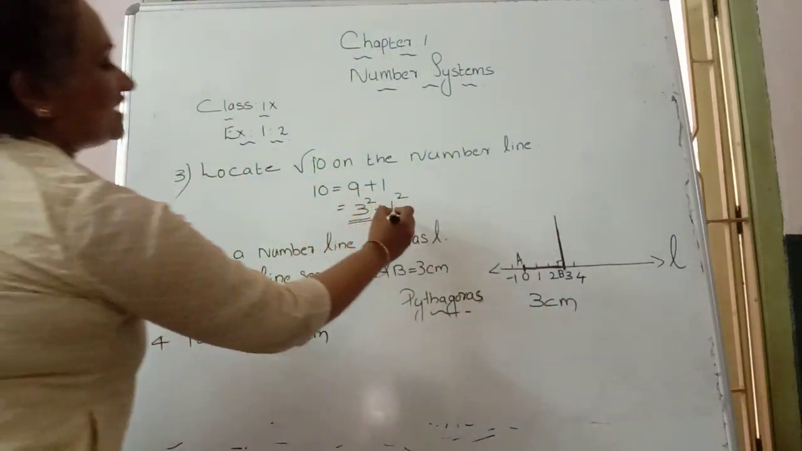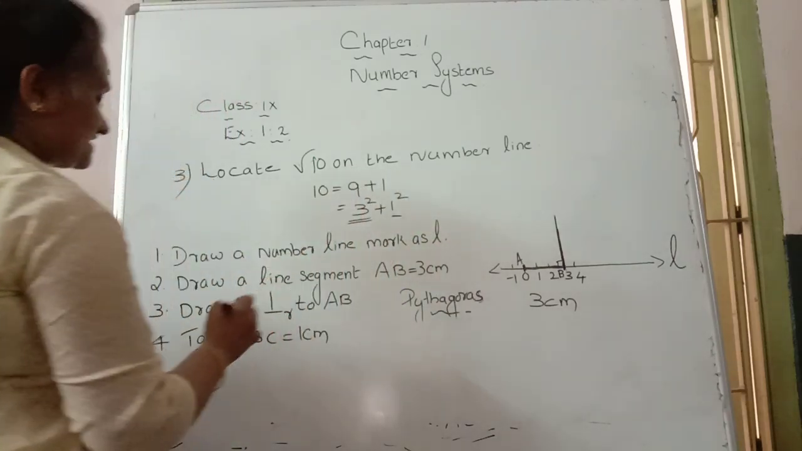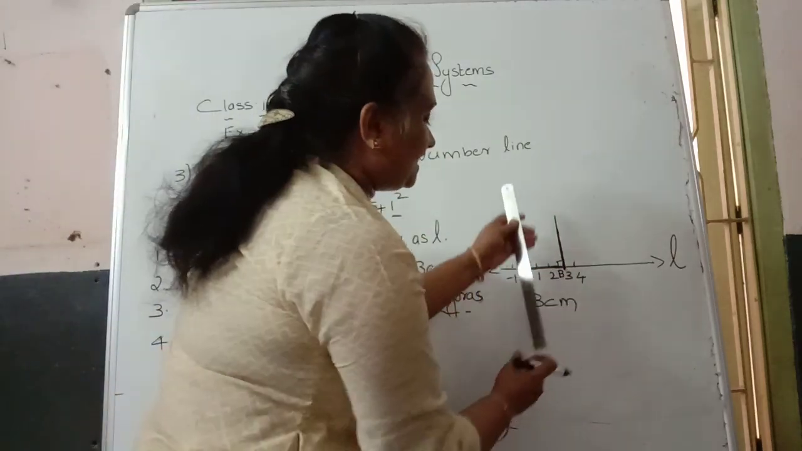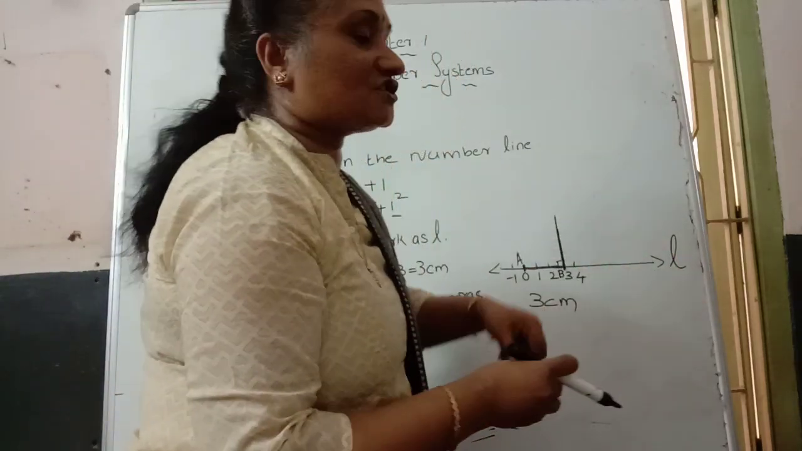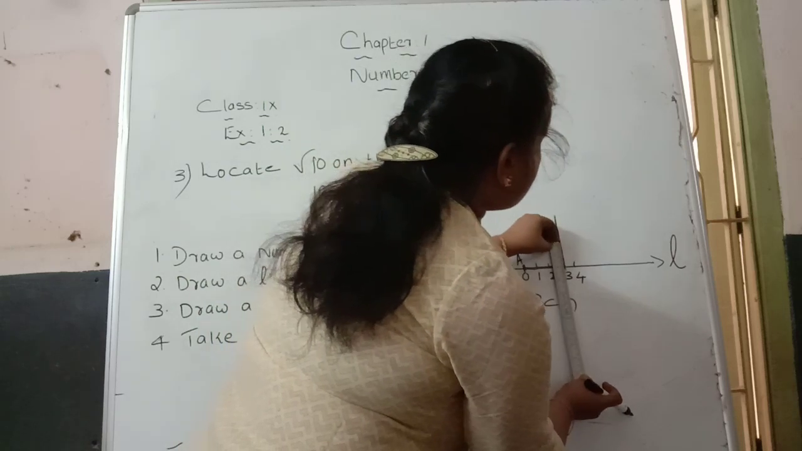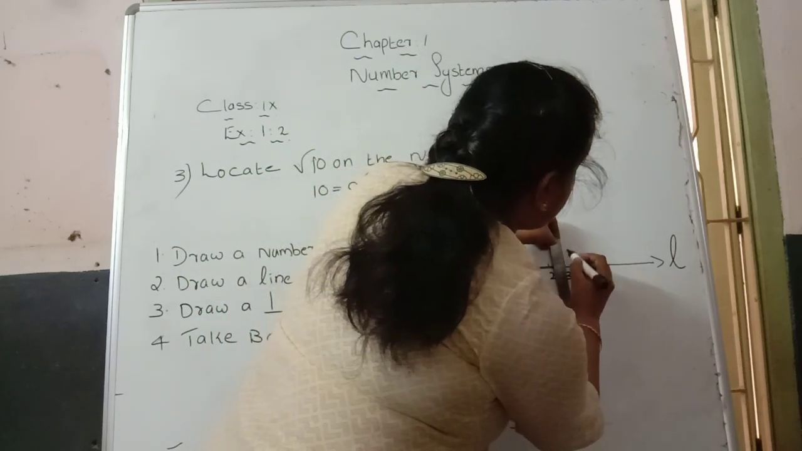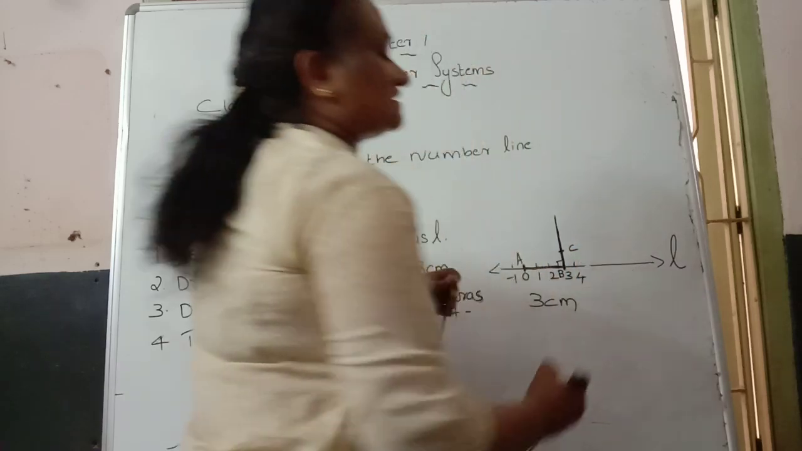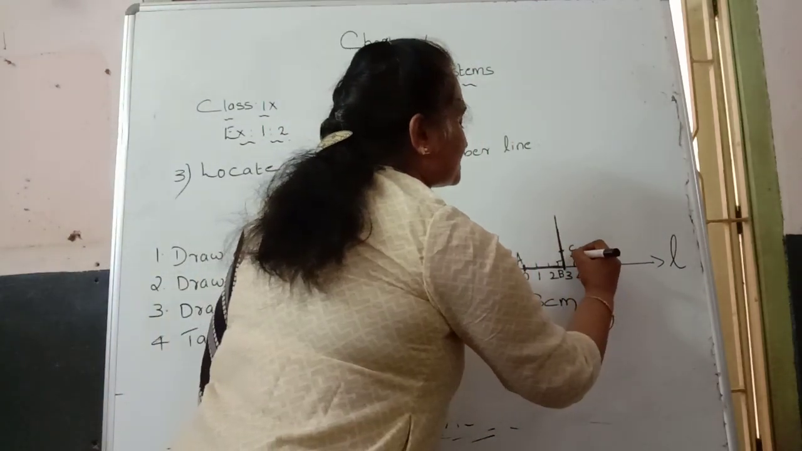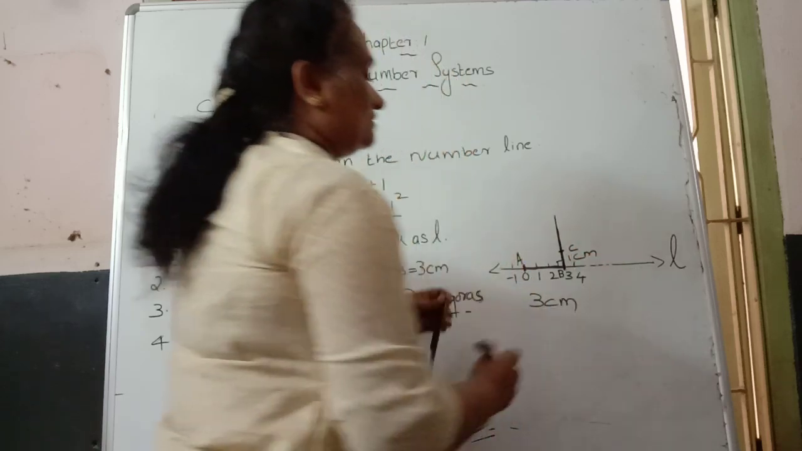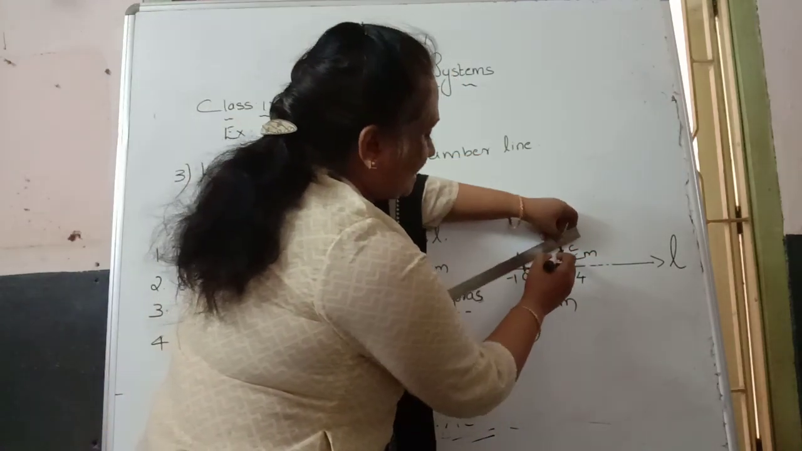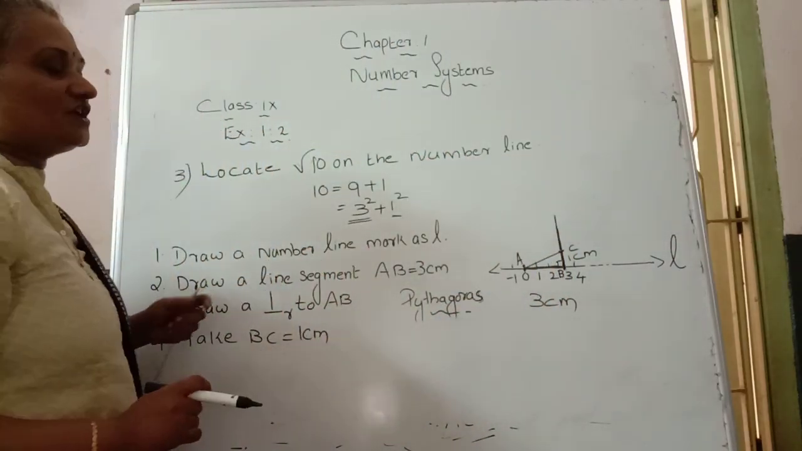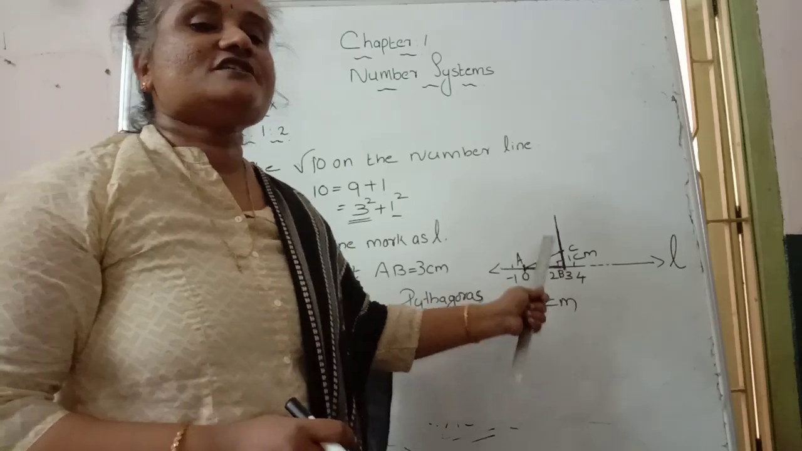Next step, what is the second measurement? 1 centimeter. Take BC as 1 centimeter. That means from B, keep a scale or a compass, you can use anything, but we need 1 centimeter. There you mark the alphabet C. So the B to C distance represents 1 centimeter. Then we simply join A to C. Now we get a right angle triangle.